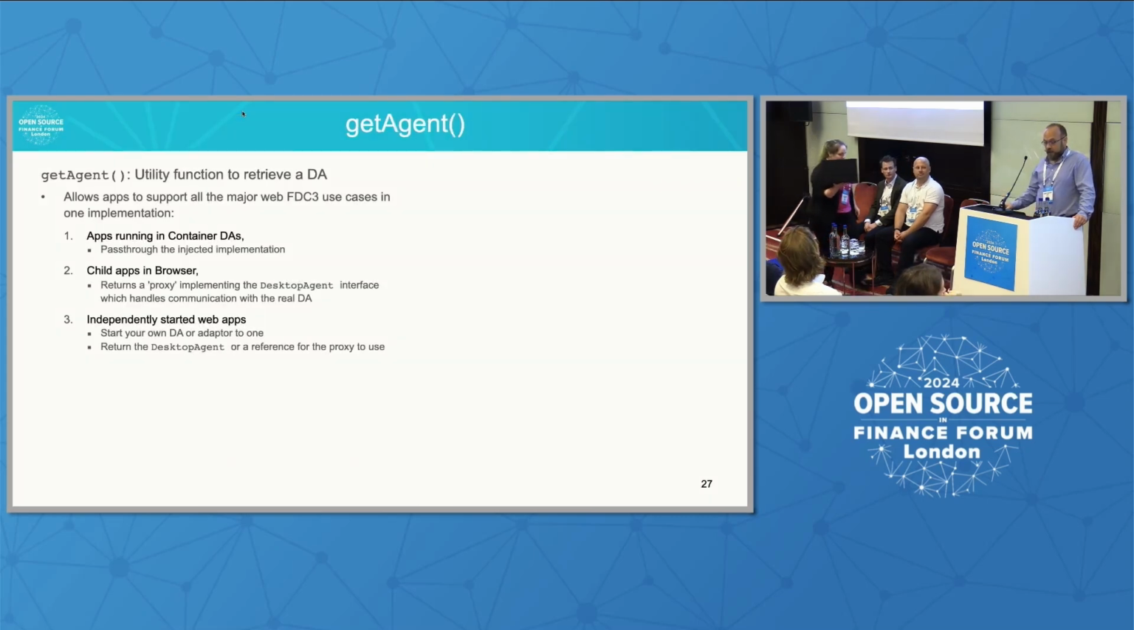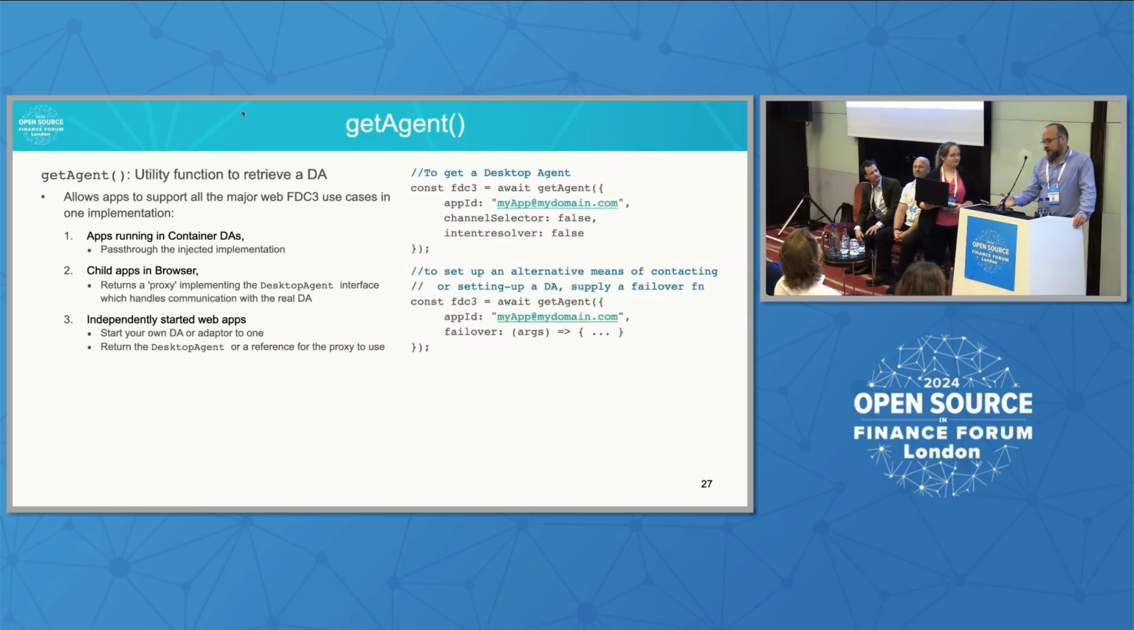And then pretty much last detail is the utility function that you're going to use to actually get hold of the agent. So this will be the thing that most app developers actually run into, and it's designed to support all those use cases. So you will essentially call getAgent from the FDC3 module, give it an app ID, give it an indication of whether you want a channel selector or an intent resolver, and you'll get an FDC3 reference back. You can also provide a failover function if you've got another method of starting a desktop agent or associating with one you want to use, so you pass that through.